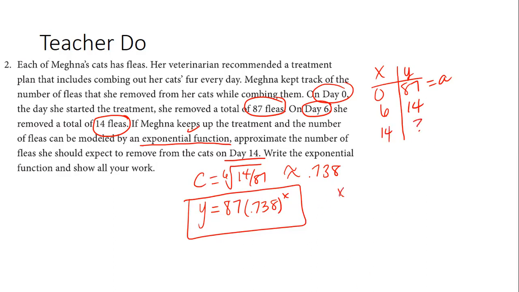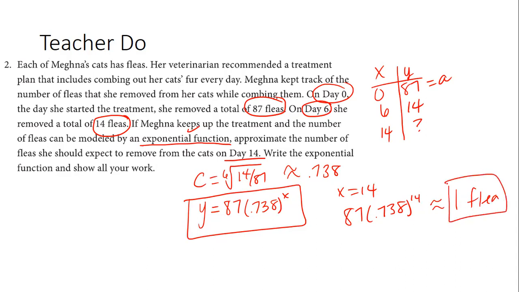All right, now we're solving for the 14th day, how many fleas are left? So now when x equals 14, what do I get? We have 87 times 0.738 to the 14th. And what do we get? But can you have a fraction of a flea? So we're just going to say there is 1 flea left. So the treatment is working, right? Either way, guys, we're going to stick to 1 flea.